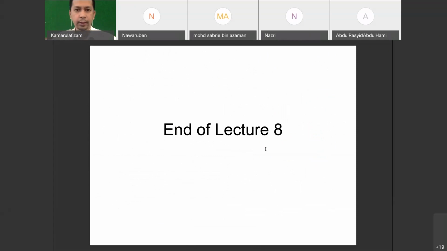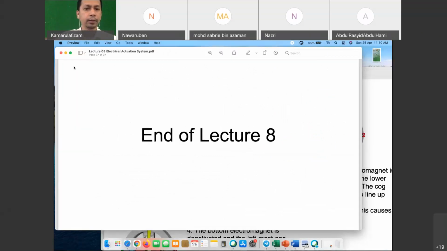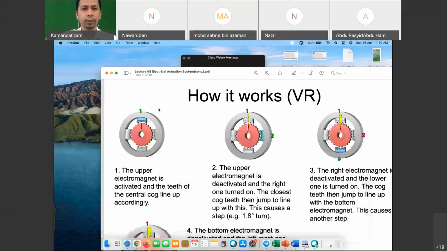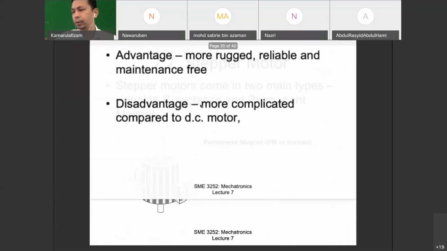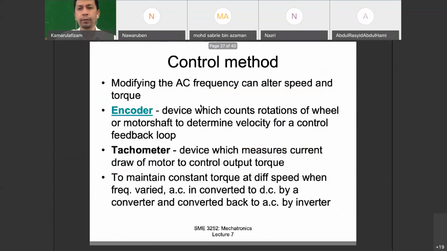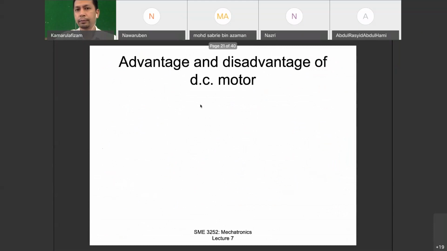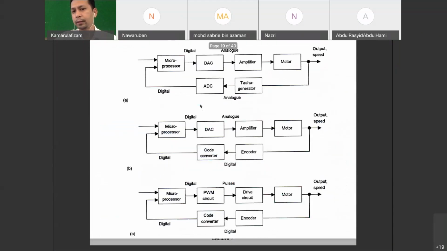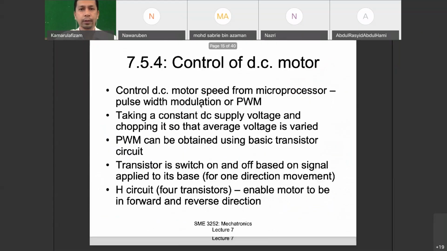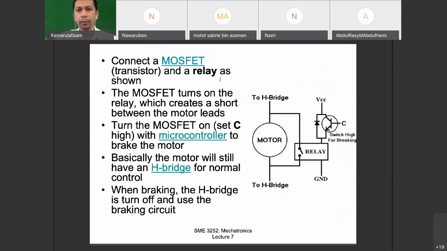That's lecture 8. Then we move to lecture 9. In lecture 9 we will mostly be talking about actuators, in the form of motors. Then from there we will finish our lecture for today. Okay, this is our last lecture for today. There are 40 slides in total.